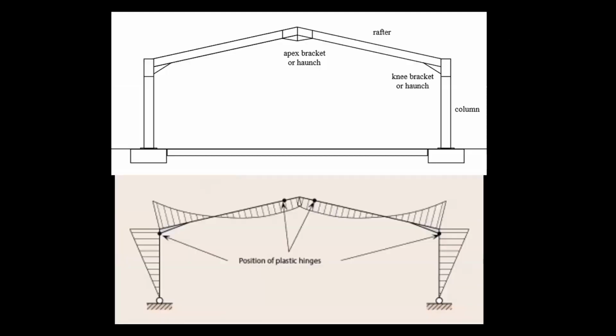What about pitched portal frames? These are very common. And this is an elevation of maybe a steel or a wooden pitched portal frame. The column, a very rigid and strong joint between column and the rafter. Maybe a rigid joint here, although that's not necessary. And then we have the column coming down to the foundation.